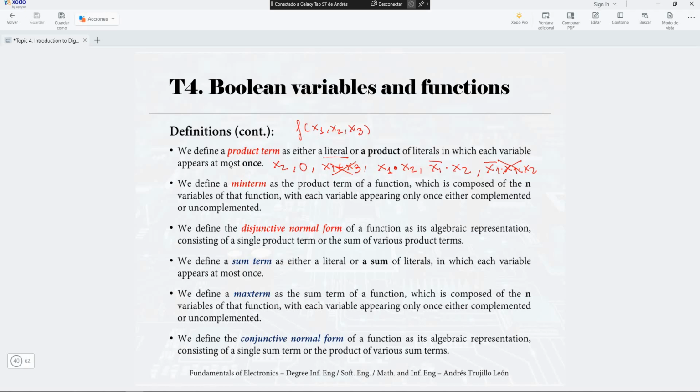What's a min term? A min term is a specific product term that is composed of all the variables of the function. And I'm going to give you a sample. This is quite easy to understand as well. So if we have the function as before, with 3 variables, is this a product term? Sorry, a min term?